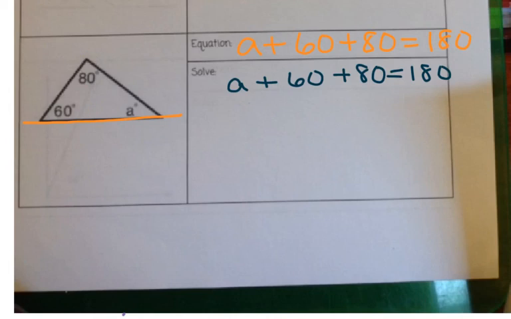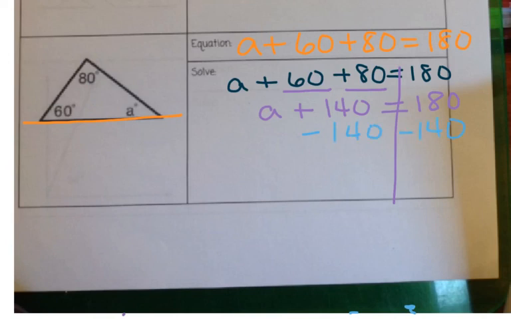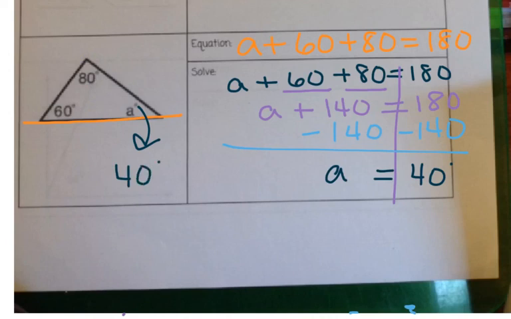Now, my first step is going to be to combine my like terms. I have two like terms right here, 60 and 80. They are both constants. I'm going to combine them. So I'm going to bring down my A, I'm going to add 60 and 80 and get 140, and then that equals 180. Now, this is just a one-step problem. I have my A, I'm going to subtract 140 degrees from both sides. And when I do that, I get A equals 40. That means that this angle right here is 40 degrees. Let's go to the back page.